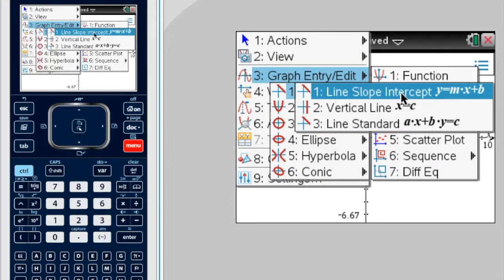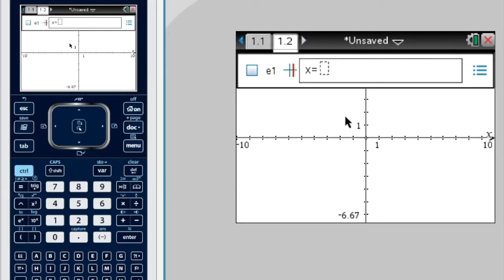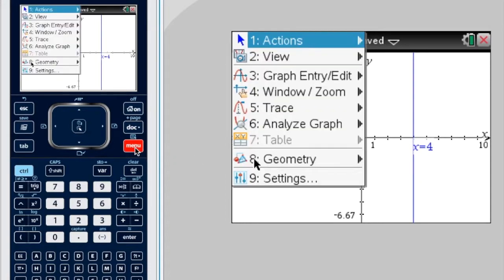But what about a vertical line in the form x equals c? So let's choose that one. So x equals, let's say we want to graph x equals 4. Just put a 4 in there, enter, and there's the vertical line, x equals 4. Okay, let's try another one.